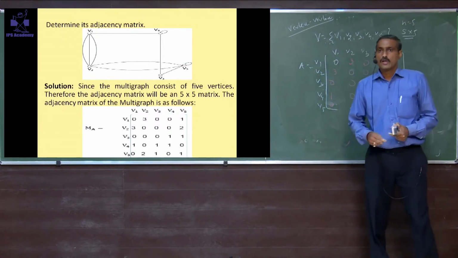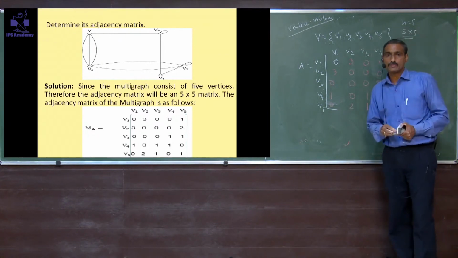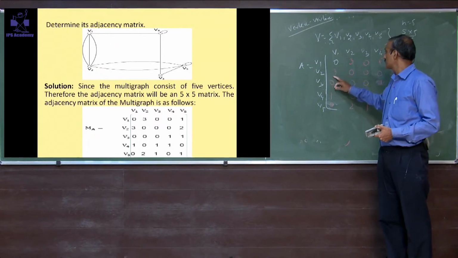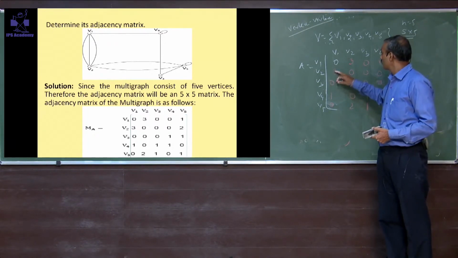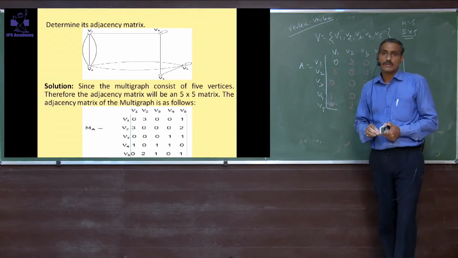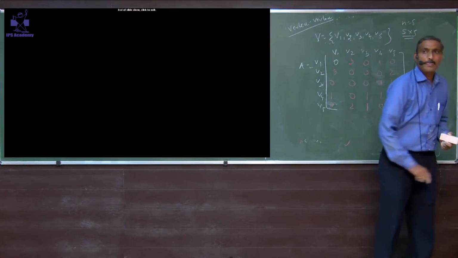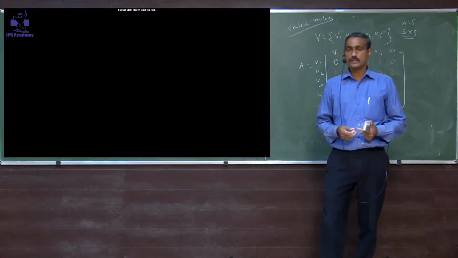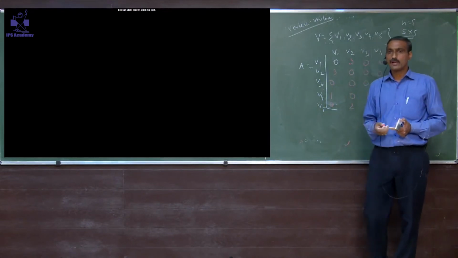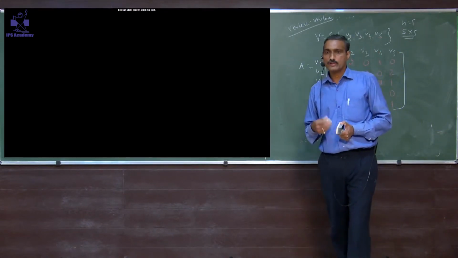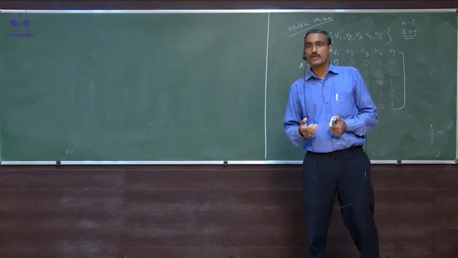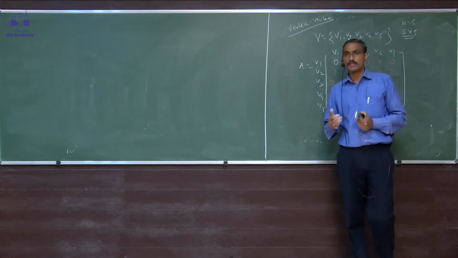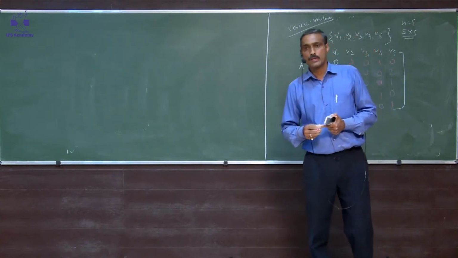So this is the adjacency matrix for the multigraph. Here 3 denotes the number of edges between V2 and V1. So we have discussed the adjacency matrix and incidence matrix for simple graph, directed graph and multigraph. Next time we will take up isomorphism, how we find the isomorphism relationship between two graphs with the help of the adjacency matrix. Okay, thank you so much.